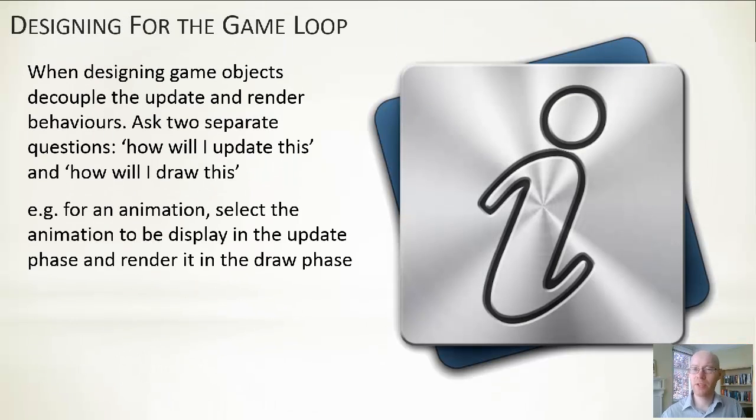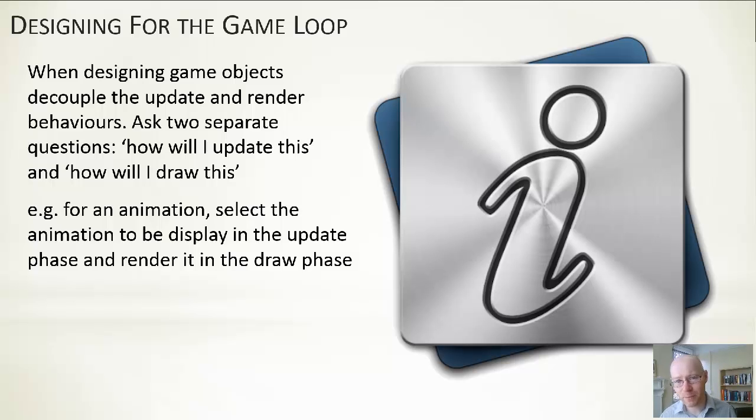A little bit here in terms of this course: the game loop is the fundamental mechanism we have within games. The notion of updating an object and drawing it is well established. Whenever you're thinking about your objects, you will want to think of them in terms of an update and a draw or a render. So in designing them, decouple these two processes. Ask two separate questions. How do I update this object? How do I draw this object? And make sure there's a clear distinction or divide between those two elements.